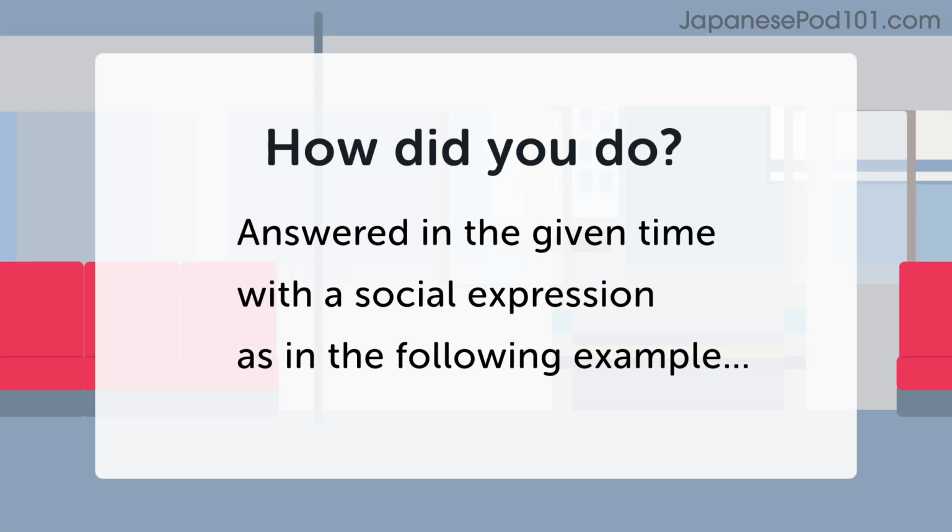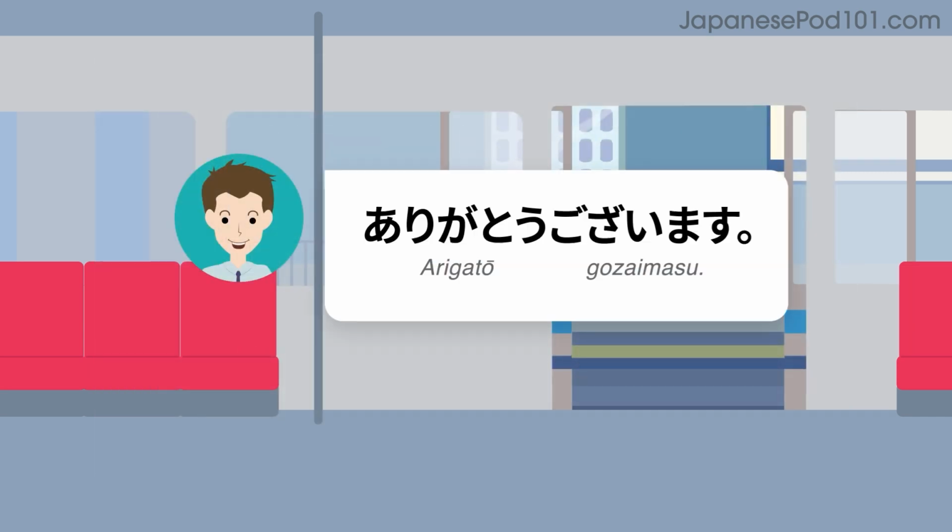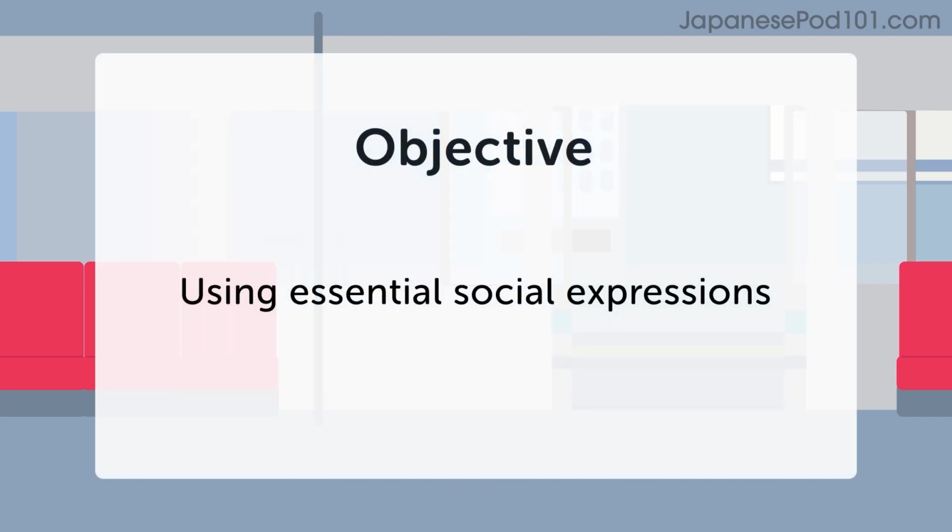How did you do? You can consider this practice exercise successful if you were able to answer in the given time and used a proper expression, as in the following example. ありがとうございます。Try this practice exercise again if you want to improve your fluency or skill in any of these areas.